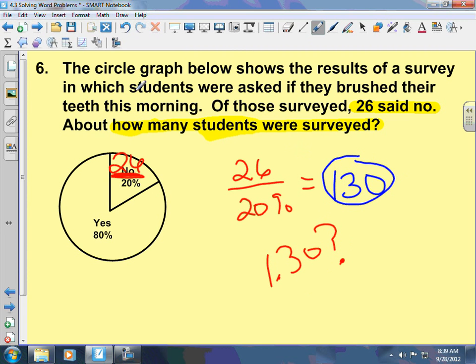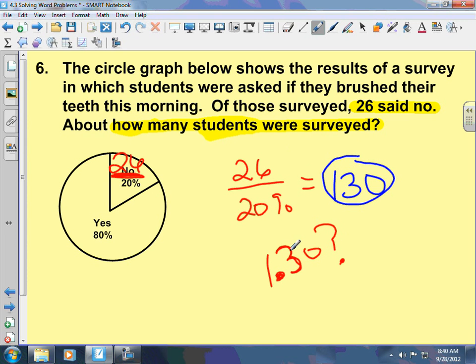Results of a survey in which students were asked if they brushed their teeth this morning. 26 said no. I did brush my teeth this morning. I do it every Friday. I brush my teeth every Friday. Whether I need to or not, I brush my teeth every Friday. So, if 26 said no, does it make sense that I only asked 1.3 people?